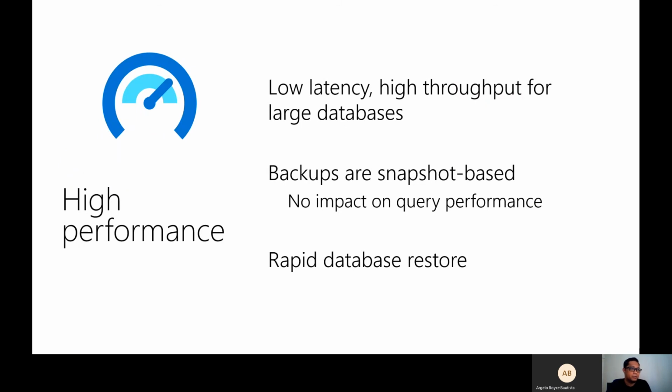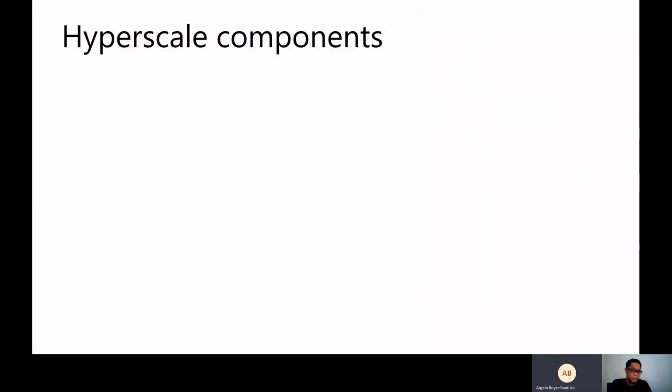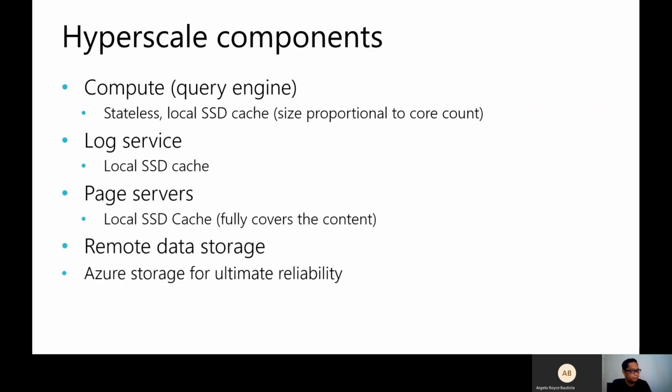There's low latency and high throughput for large databases compared to what's available on-prem, and backups are a lot faster. Like I said, you're going to be surprised if you are an existing database administrator and you know how long it takes for the backup. Let's talk about the architecture itself. There are 5 parts of the architecture: the compute engine, the log service, the page server, the remote data storage, and the Azure storage. We're going to discuss each one very quickly.